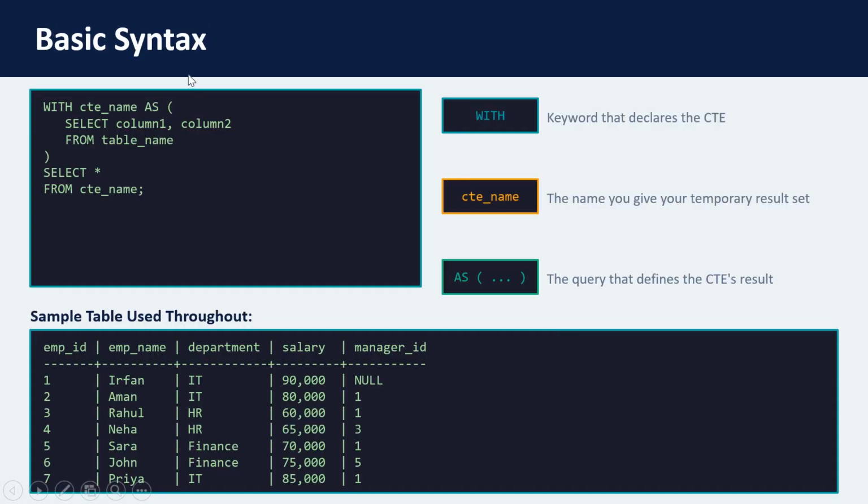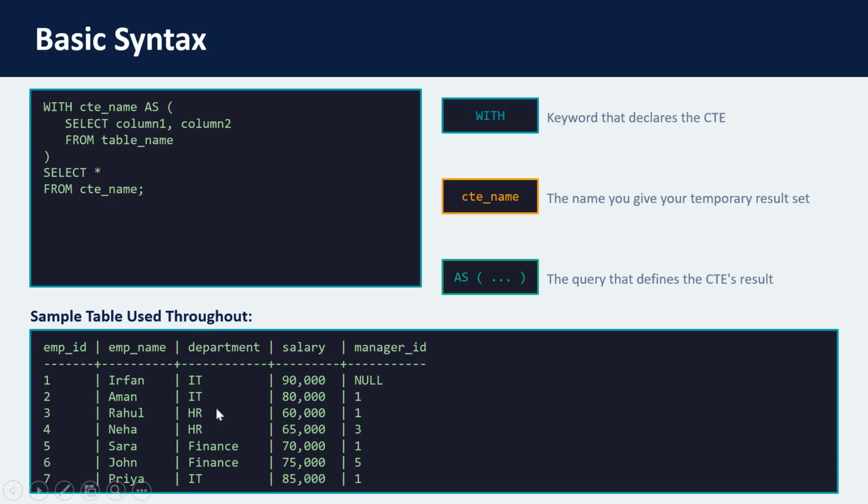Now let's start with one basic example. Here we write a simple WITH CTE name AS, where the CTE name is some name we give. Then inside it we write a select statement: select column 1, column 2 from the table. Let's say I have an employee table with employee ID, employee name, department, salary and manager ID. Let's say I want employee ID and employee name from the employee table.